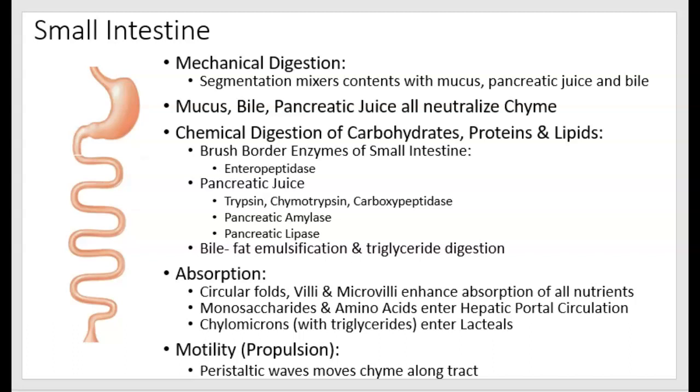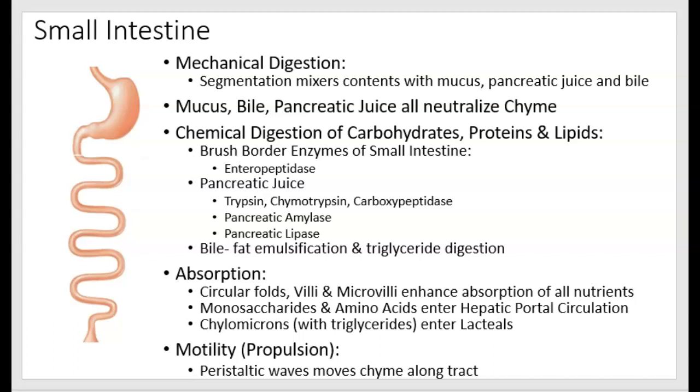That's because pancreatic juice and bile are largely emptied into the duodenum, but also the small intestine contains enzymes on its brush border. So the brush border enzyme enteropeptidase will help break down proteins. Pancreatic juice has trypsin, chymotrypsin, and carboxypeptidase, which all break down proteins. Pancreatic amylase breaks down carbohydrates, and pancreatic lipase breaks down lipids.